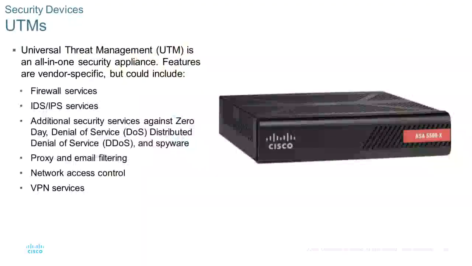Universal Threat Management is now a combined device, so an all-in-one security appliance. It will have firewalls, IPS, IDSs, proxies, email filters, VPN connection points. So it's a one-stop shop. And Cisco's product is known as an Adaptive Security Appliance, ASAs. They're quite nice little boxes.